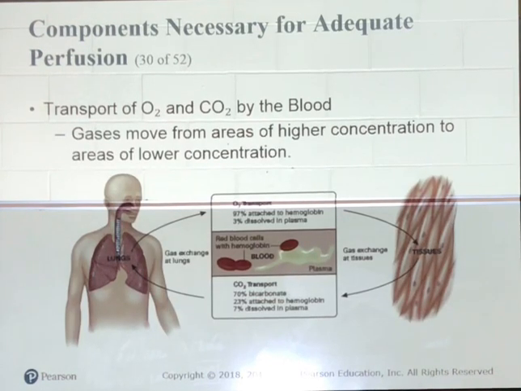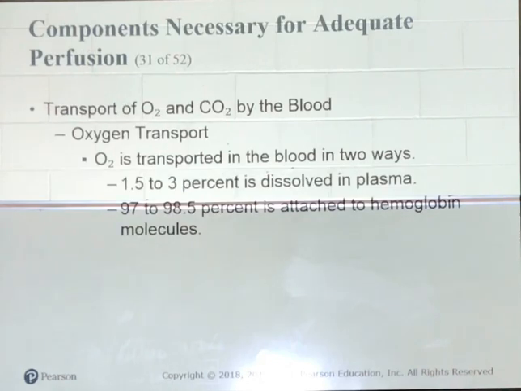All right? You can have too much of a good thing and you can have too much of a bad thing. All right? Both oxygen and carbon dioxide are transported by blood, but in different ways. It's important to remember that oxygen and carbon dioxide move from areas of higher concentration to areas of lower concentration. This helps explain the movement of gas molecules between the alveoli and capillaries, and between the capillaries and the alveoli. Approximately 1,000 milliliters of oxygen is delivered to the cells every minute.